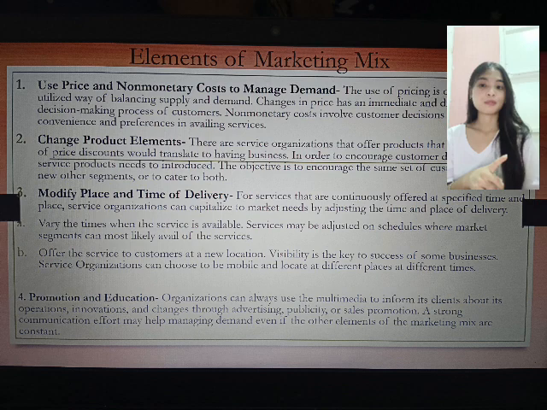Then the fourth one, the fourth element sa marketing mix is promotion and education. Organizations can always use the multimedia to inform its clients about its operations, innovations, and changes through advertising, publicity, or sales promotion. A strong communication effort may help managing demand even if the other elements of the marketing mix are constant.